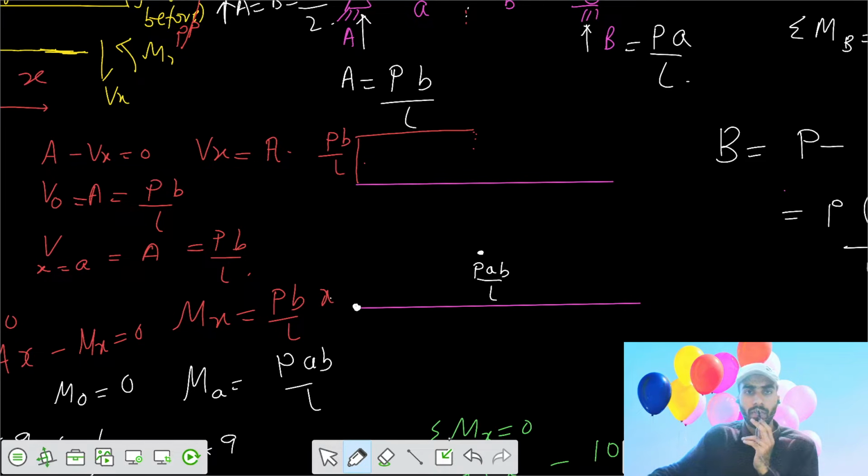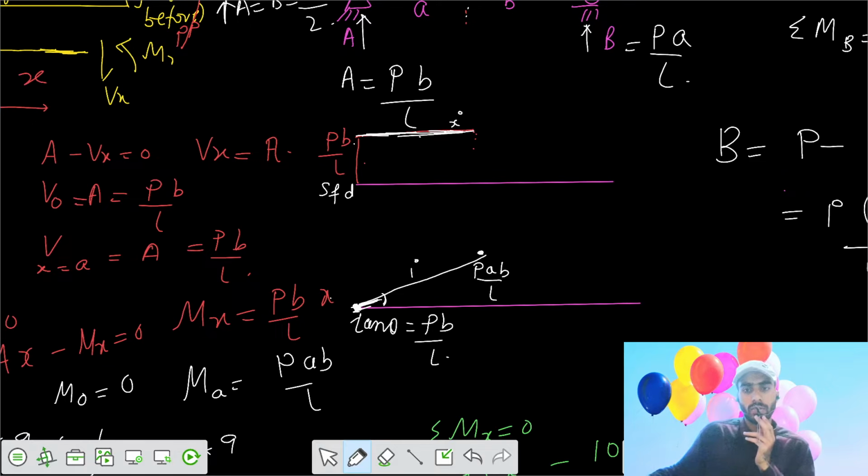We know that if the SFD variation is a horizontal line, its variation is x to the power 0, a degree 0 curve. Then the bending moment diagram is of degree n plus 1, so here it is linear. We need to connect the two points by a straight line. This is a 1 degree curve, and the slope here is the value of shear force. We can say tan theta equals your Pb by L.